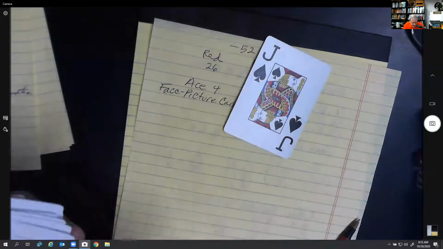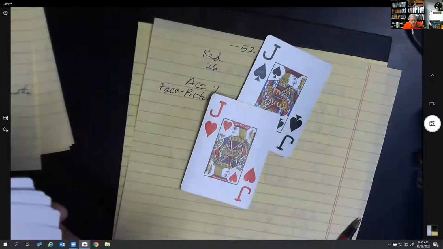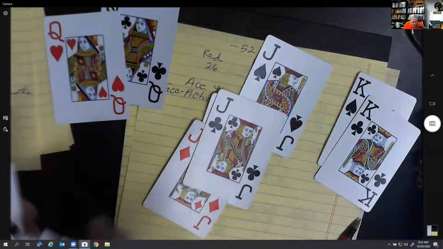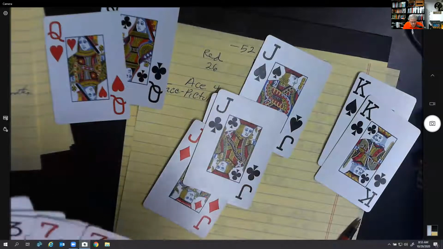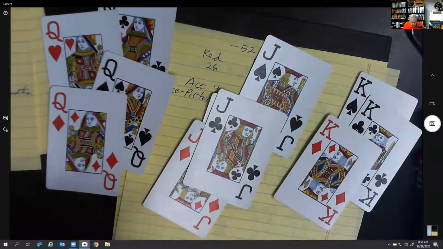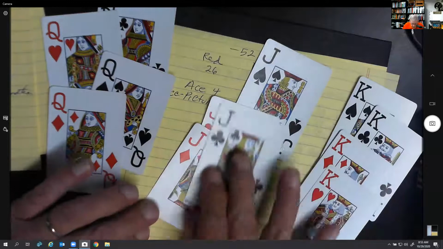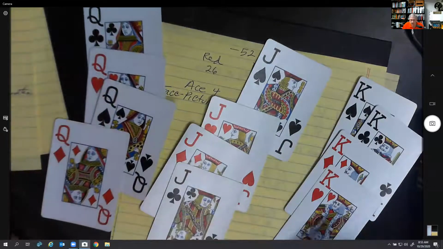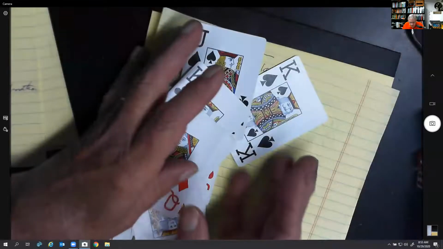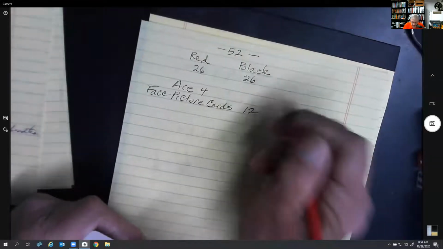Let's see if I get it. Here's a jack. Here's another jack. See, they got a face on them. Here's a king, here's a king, here's another jack, here's a queen, here's a jack, here's a queen. Maybe I don't have a good deck. Here's a jack, queen, queen. I need another king. Here is a king. Okay, so you see we have 4 kings, 4 jacks, 4 queens. Count them up, 4, 8, 12. There's 12 picture cards in the deck. So there's 12 face cards in the deck.